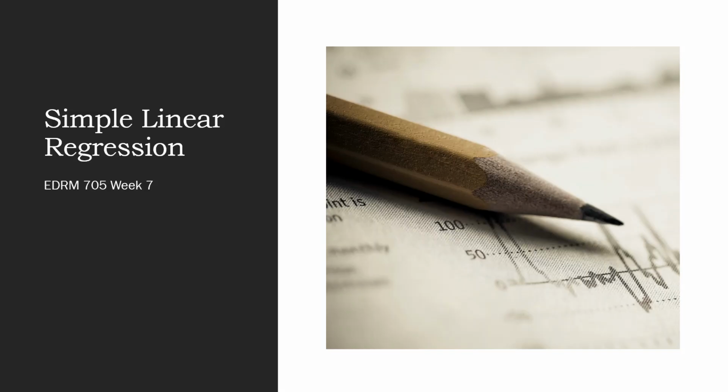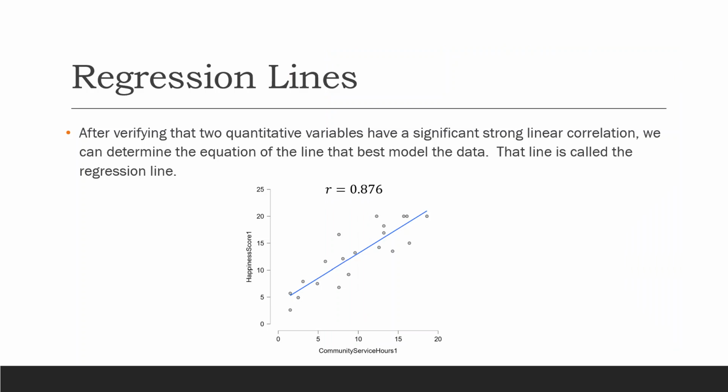In this video, we're going to discuss simple linear regression. Usually, a regression analysis follows from a strong linear correlation analysis. After we verify that two quantitative variables have a significant, strong linear correlation, we can determine the line of best fit, or the equation that best models that data, in what we call a regression analysis.